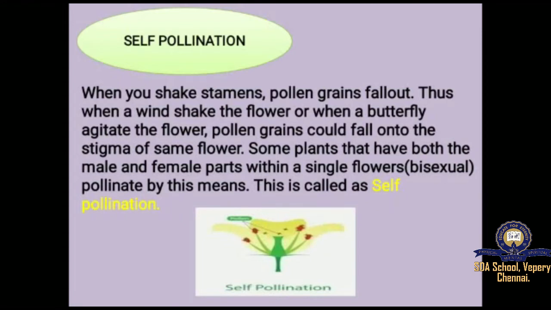Pollen grains are present in the stamens, right? So when the stamen is shaken by wind or butterfly or by a bird, the pollen grains will fall onto the stigma of the same flower. So when the flower is bisexual, that is, when both male and female parts are present in a single flower, then they pollinate by this means. So this is called self-pollination.